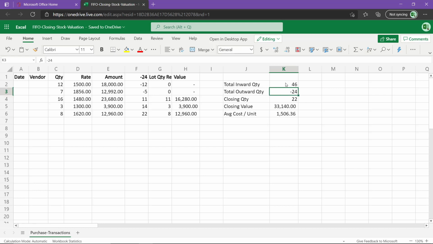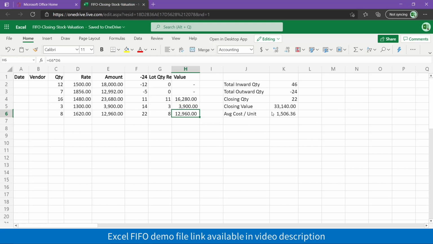Let us check this mechanism. So if I make it minus 35, let me check the cutoff. Okay, so at the cutoff, see, this is working, perfectly working. So this way you can value any closing stock based on the FIFO. I hope the logic was clear.